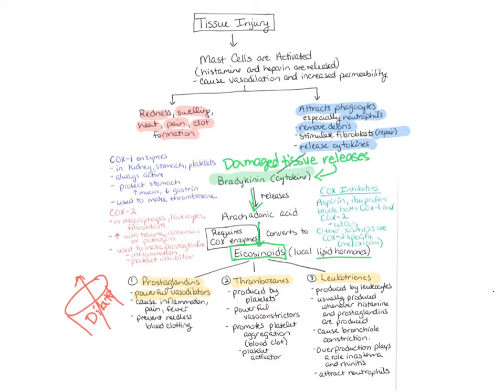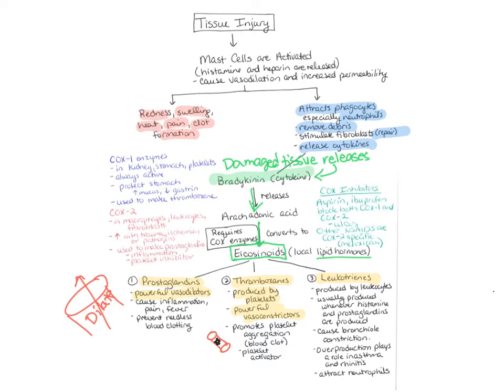Another type of eicosanoid is called a thromboxane. Thromboxanes, like the name implies, thrombocyte, are produced by platelets, and they are powerful vasoconstrictors. They promote platelet aggregation, so they're going to promote blood clot formation.